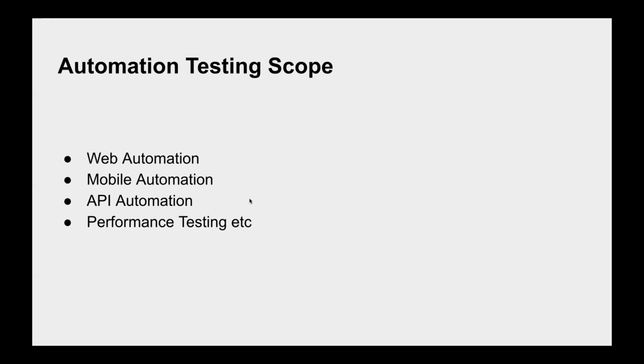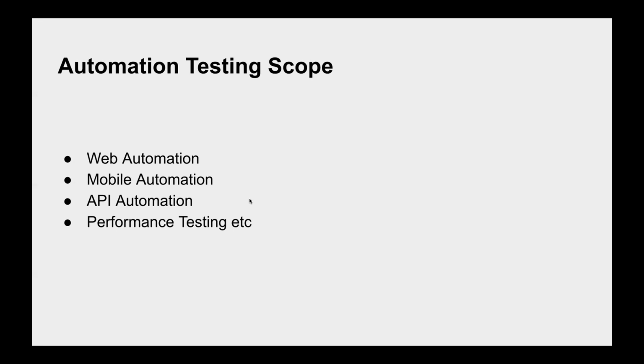Click on login, web automation. In mobile and web automation, what we do is test the UI of the application, and we navigate to different screens through the UI that is present in the application.